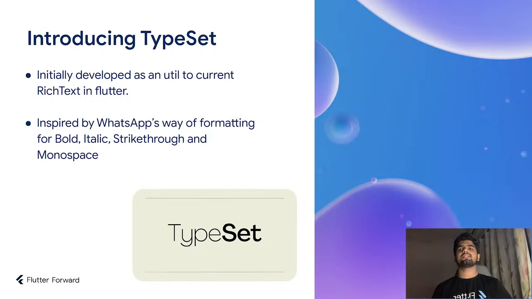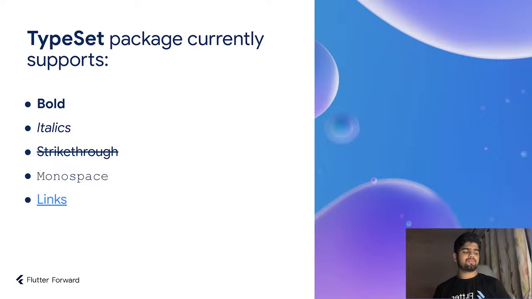WhatsApp is one thing that people use on a day-to-day basis, and formatting text on WhatsApp is pretty simple. Anyone can go and format the text, right? Bold, italic, strike through, monospace are the formatting options supported by WhatsApp. So currently TypeSet supports these stylings. First is bold, second is italics, third is strike through, monospace for any code snippet, and links to open links. These are the things that TypeSet supports.